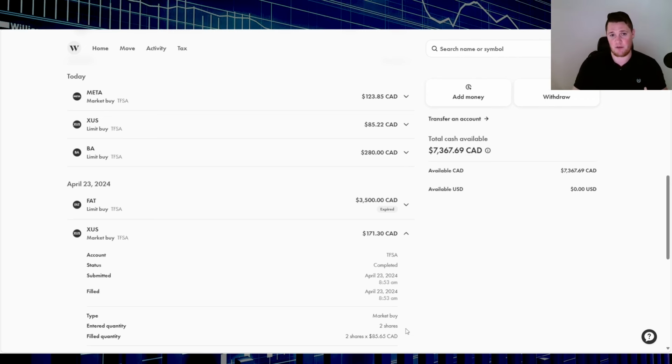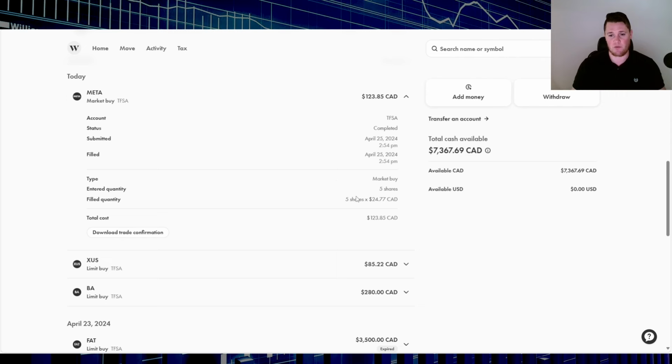A lot of companies unveiling their earnings are giving poor future guidance. Facebook is one of them. So I did buy this one only more of a swing trade rather than anything. So the CDR, 5 shares at $24.77.